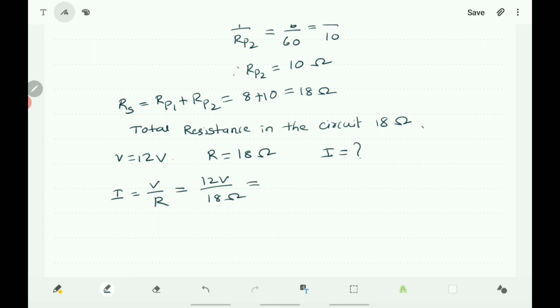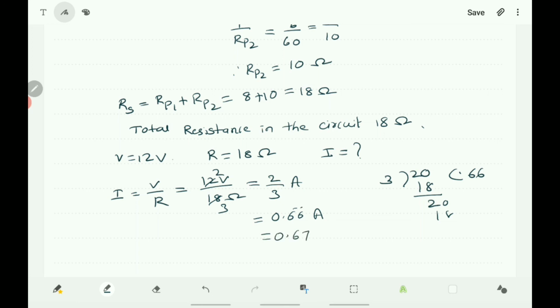Then by dividing, 6 2s are 12, 6 3s are 18, that becomes 2 by 3 amps. 2 by 3 means you can divide 2 by 3, which gives 0.66 amps. Here 6 is recurring, so you can write 0.67 amps. So 0.67 amperes of current is flowing through the circuit.